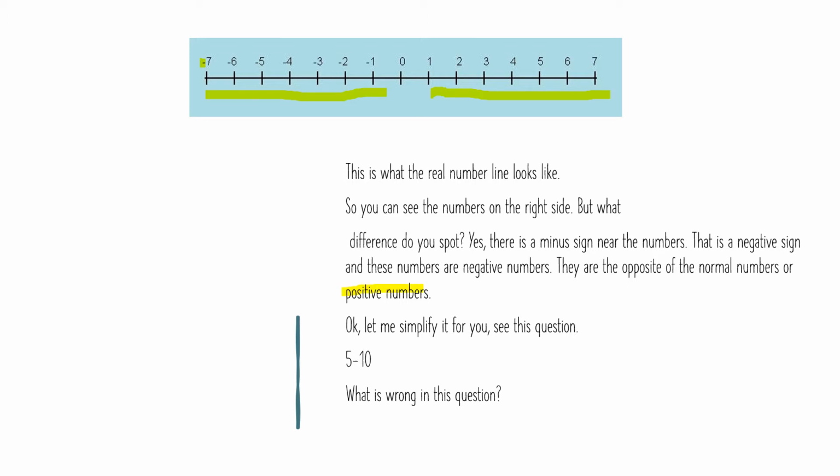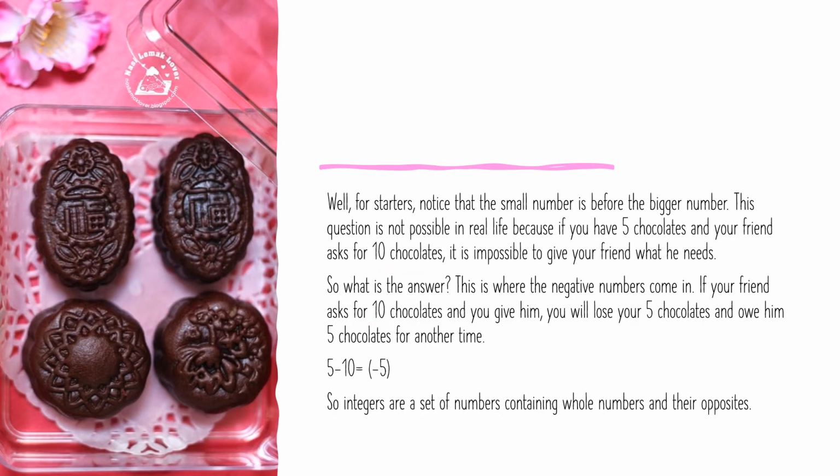Okay, let me simplify it for you. See this question. 5 minus 10. What is wrong in this question? Well, for starters, notice that the small number is before the bigger number. This question is not possible in real life because if you have 5 chocolates and your friend asks for 10 chocolates, it is impossible to give your friend what he needs. So what is the answer?